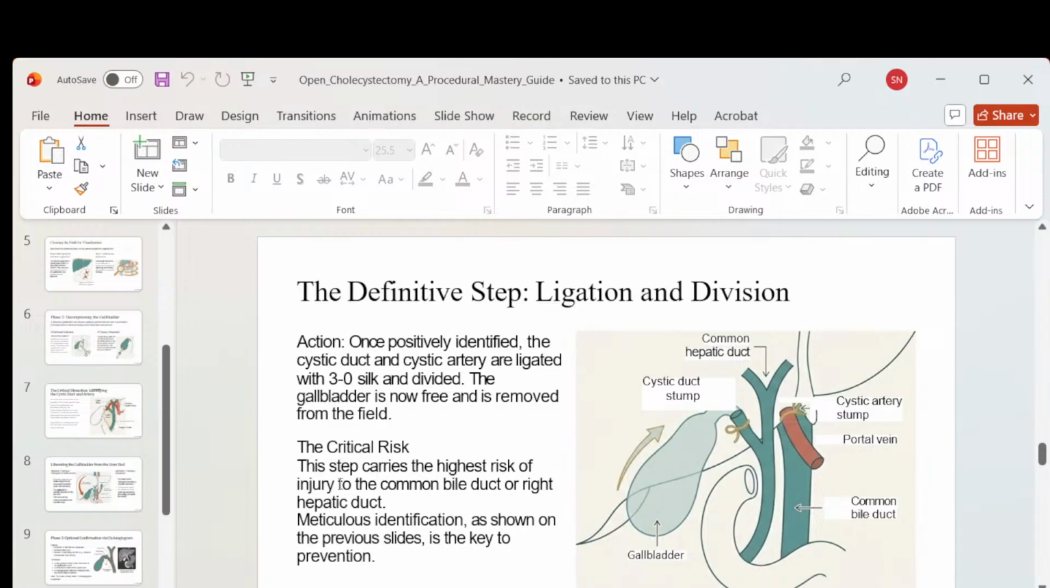The critical risk. This step carries the highest risk of injury to the common bile duct or the right hepatic duct. Anyway, bile duct injury is common nowadays in both laparoscopic and open procedures. So, if a bile duct injury happens, they will sue you in court. This step carries the highest risk of injury to the common bile duct or the right hepatic duct.